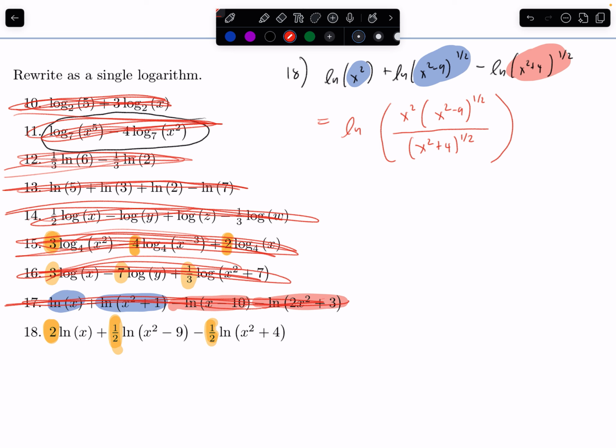Can I do anything nice with this? Can I take a square root of x squared minus 9 nicely? No. Can I take a square root of x squared plus 4 nicely? No. So that looks like it's as far as I'm gonna go. A good thing I switched to red, because that's my answer already. All right, guys. Done.